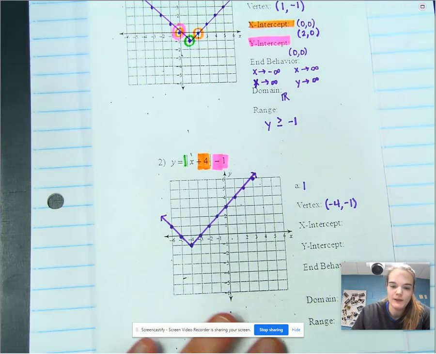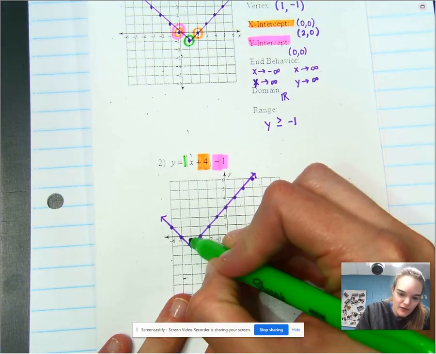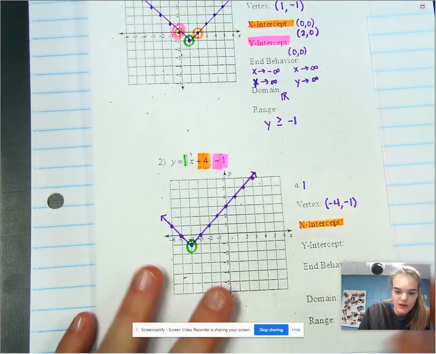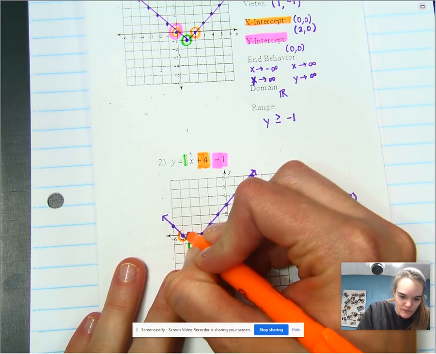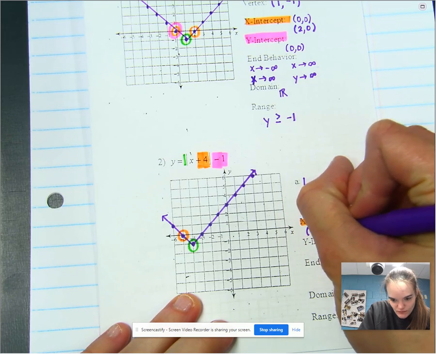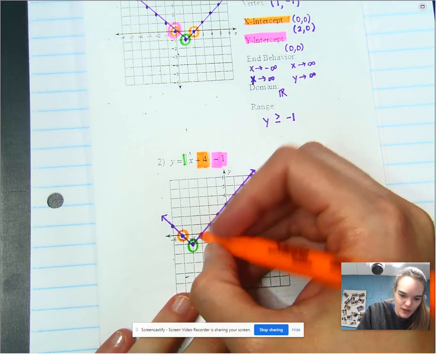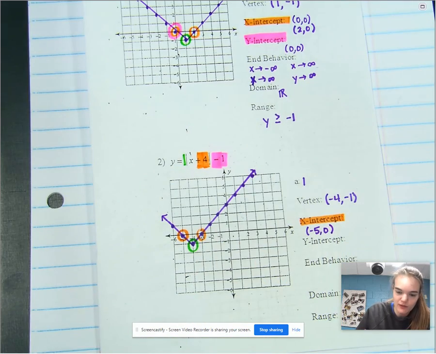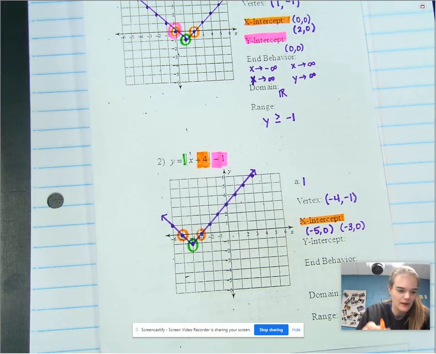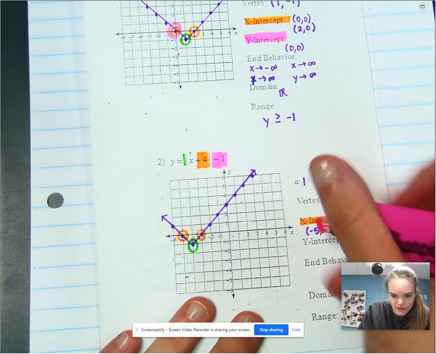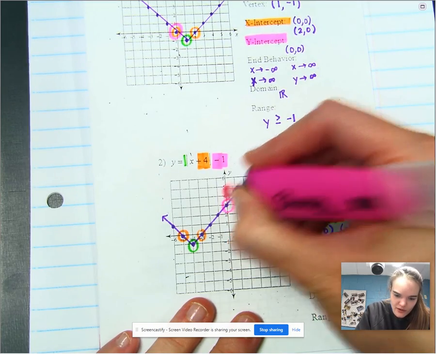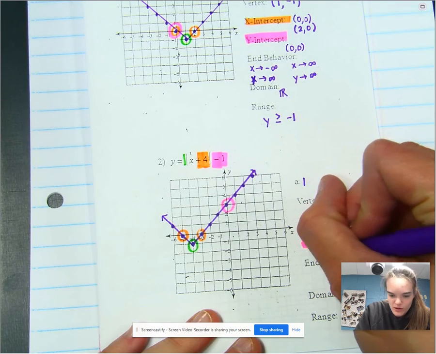All right. We've already identified the vertex. Let's find the x-intercepts and the y-intercepts. X-intercept, it does have 2. One of them is at -5, 0. It's got another one right here at -3, 0. Now let's find the y-intercept. Crosses the y-axis here, so that's 0, 3.